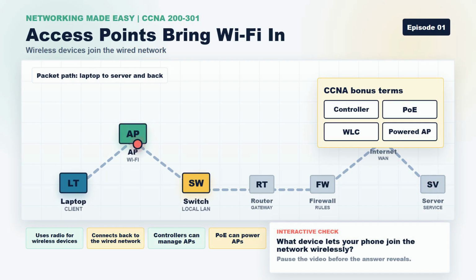A controller is a system that can manage or coordinate network devices. In wireless networks, for example, a wireless LAN controller can manage access points. PoE means power over Ethernet. It lets an Ethernet cable carry both data and electrical power, which is why access points, IP phones, and security cameras do not always need a separate power cable.